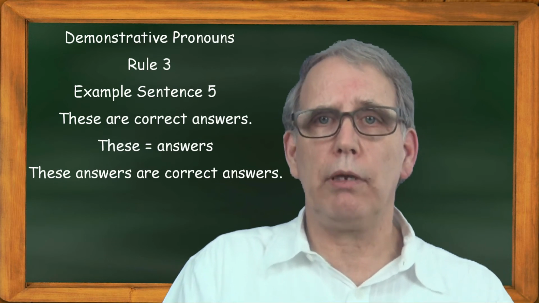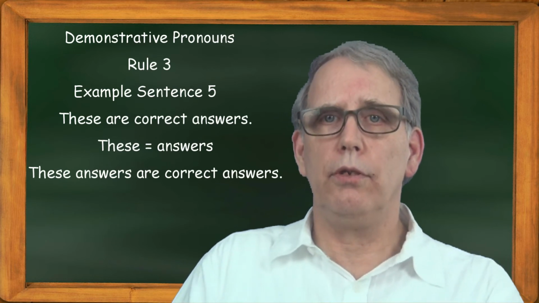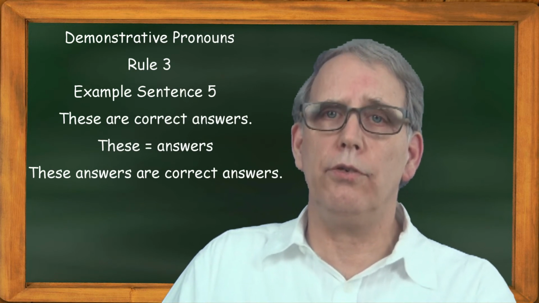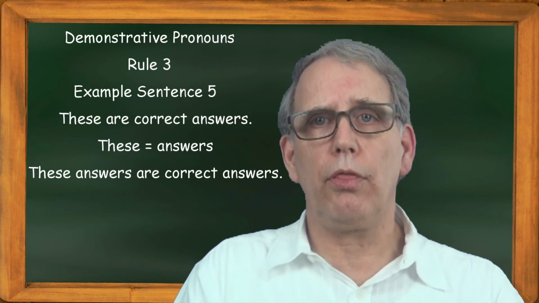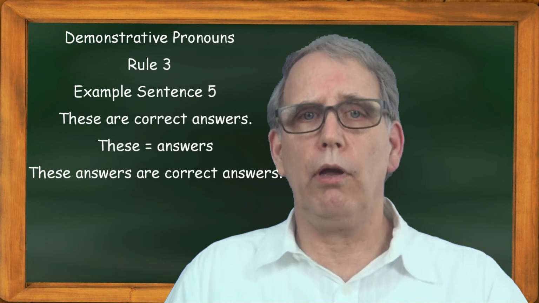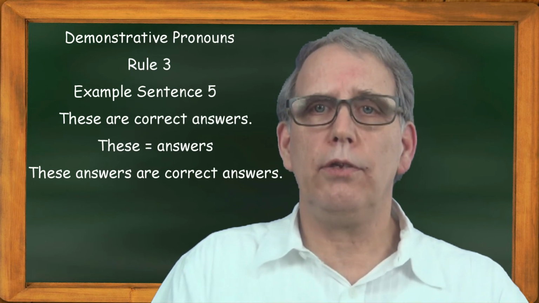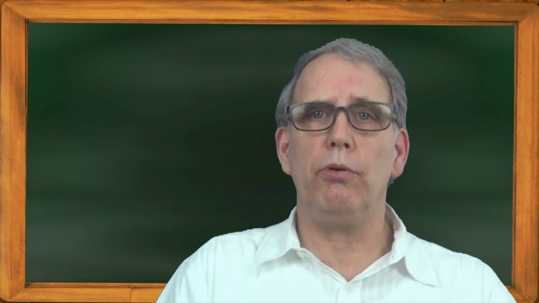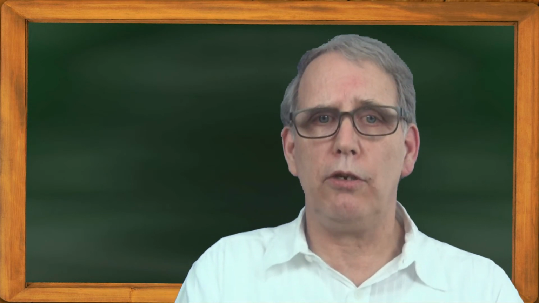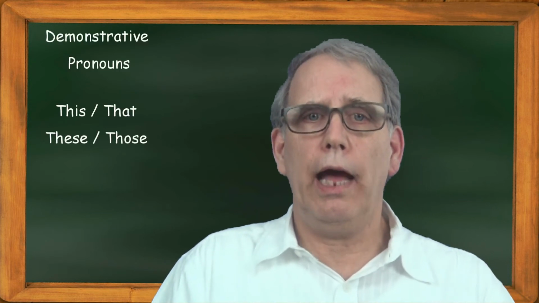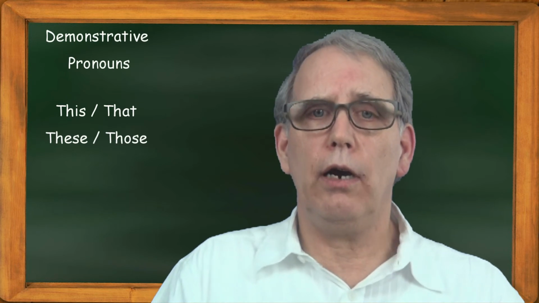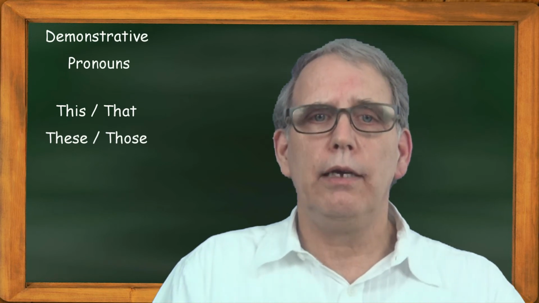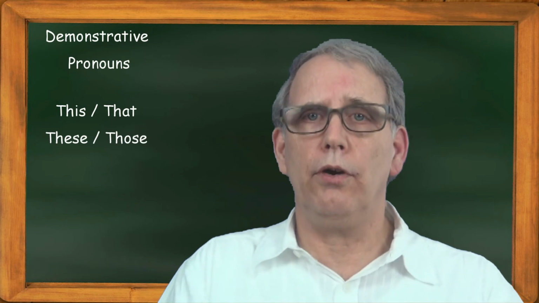And lastly, these are correct answers. These, we understand from the context, are the answers. These answers are correct answers. Again, we don't need both answers, so we throw one away and shorten the sentence to these are correct answers. I hope those examples help clarify that particular point for you. And as before, here's a list of the demonstrative pronouns: this, that, these, and those.